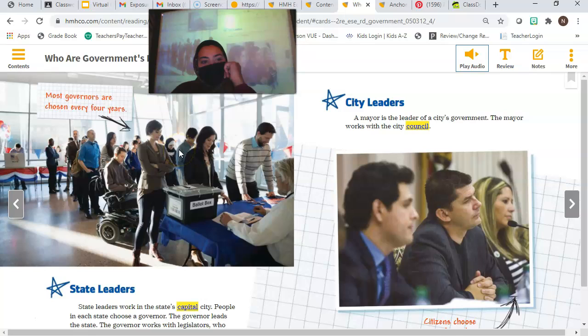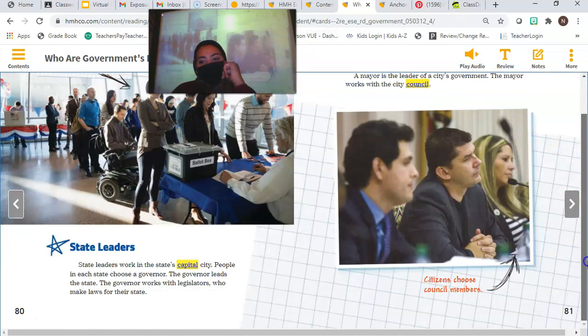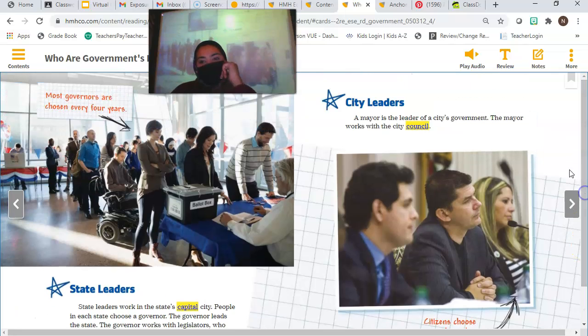Very good. Most governors are chosen every 4 years. Who's the governor of Texas? Greg Abbott. All right. He's the governor. Yes, sir. All right, let's see. City leaders. Let's keep going.